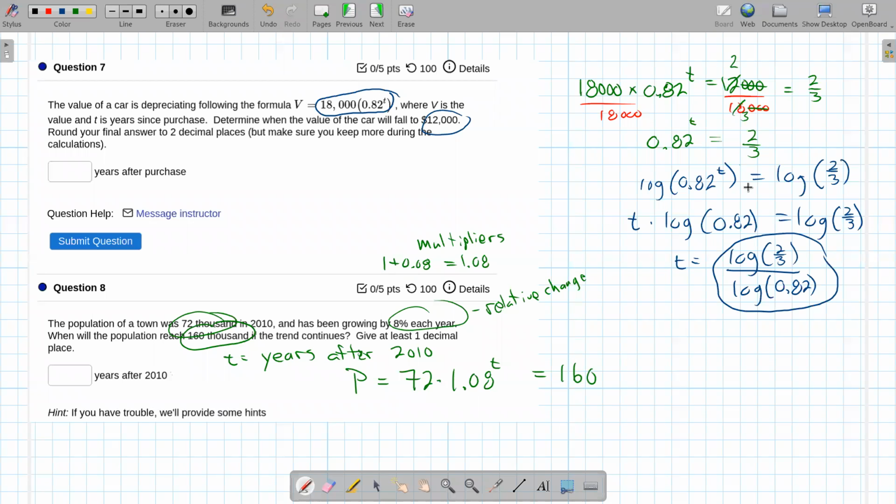So then it's kind of the same procedure we did up here. We're going to divide by 72. We're going to apply the log, we're going to divide, and we'll have an answer. So I'm going to let you try to finish this using the steps we used in the last couple of problems.